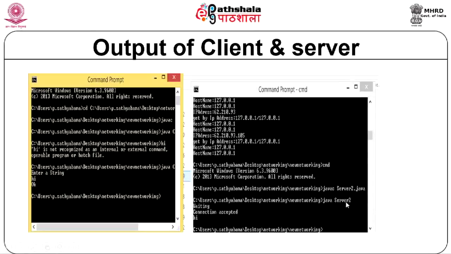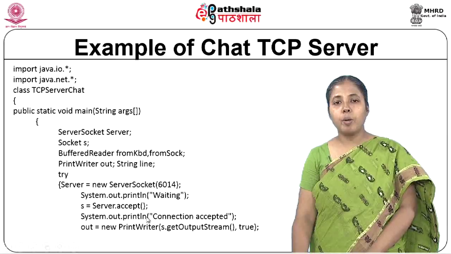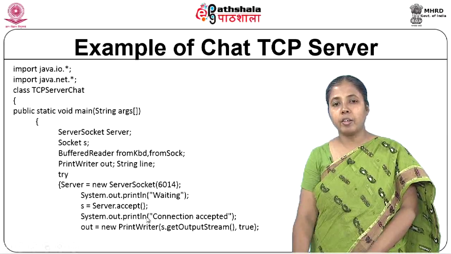The server is running, Server2 is running here and Client2 is running here. Server2 would be waiting till the client makes a connection. Once the client makes a connection, the connection would be accepted by the server, and the client is the one which is actually sending a message to the server. So, the hi message would be printed on the server side, and the server is in turn sending an OK message which is read by the client and printed on the client's console.